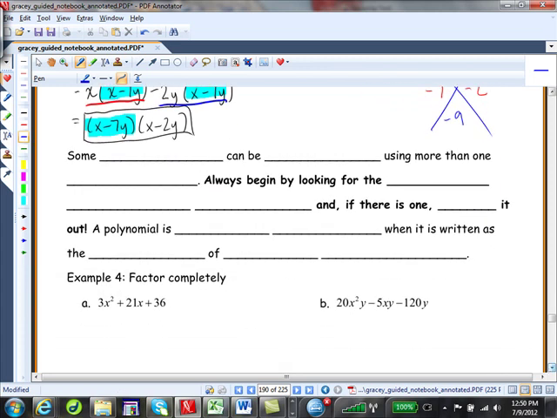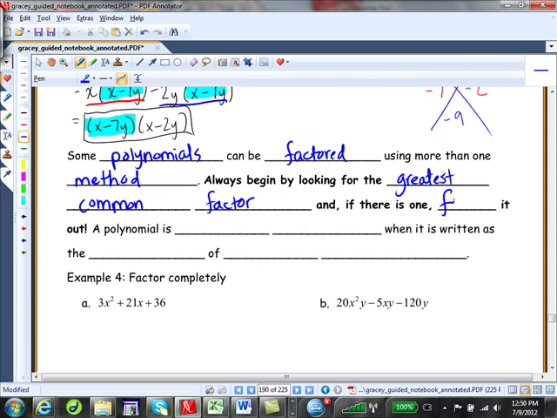Some polynomials can be factored using more than one method. And this is where it starts to get tricky. Always begin by looking for the greatest common factor and factor it out first. That's the biggest way to make a mistake, because it makes the problems harder to work with if you don't factor that out. If there is one, factor it out.